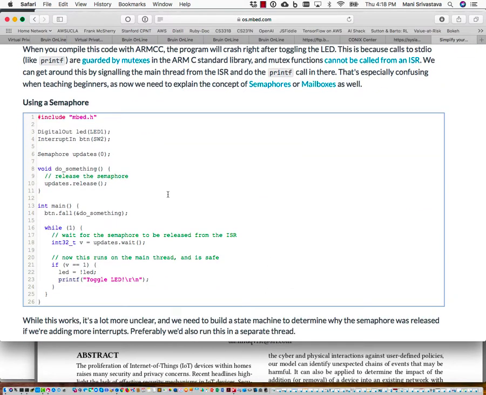You could use a semaphore. So in this case, updates is a semaphore that they have created. And then in the interrupt handler, you are releasing the semaphore. And in the main thread, you are going to be waiting on it. So there is a while loop and you are waiting on it. So essentially, I'm making the semaphore act like a flag. One party is raising it, which is happening through the release, and the other party is waiting upon it. Okay.